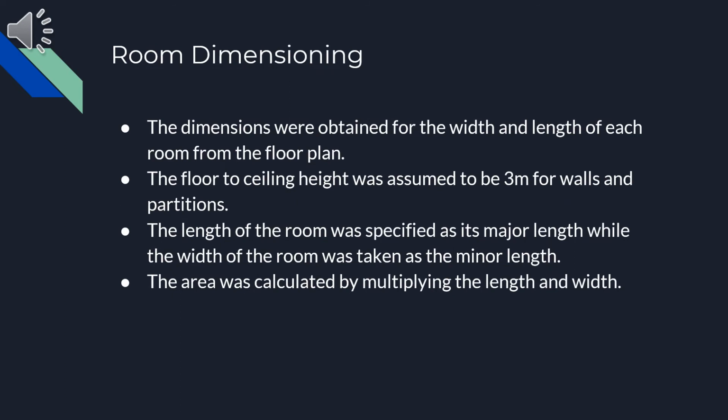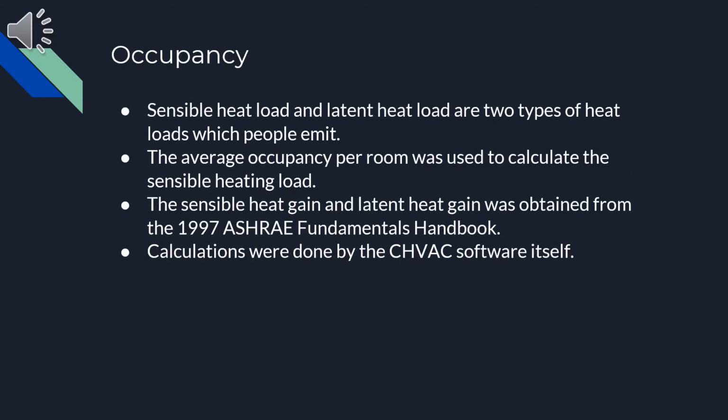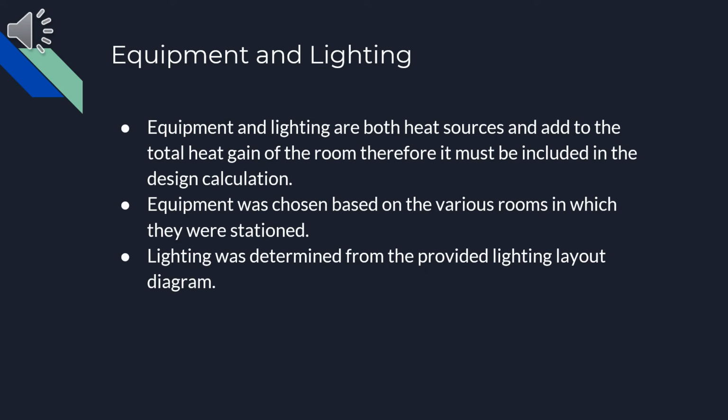Room dimensioning. Dimensions for the width and length of each room were obtained from the floor plan, and the floor to ceiling height was assumed to be 3 meters. The area for each room was calculated by multiplying its length by its width. Occupancy. Sensible heat load and latent heat load are two types of heat loads which people emit. The average occupancy per room had to be taken into account, and the associated heating loads had to be included in the design calculations.